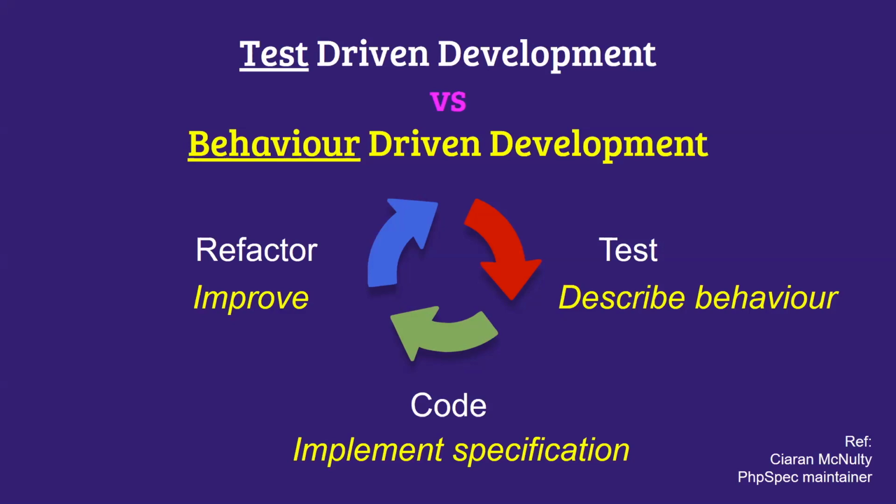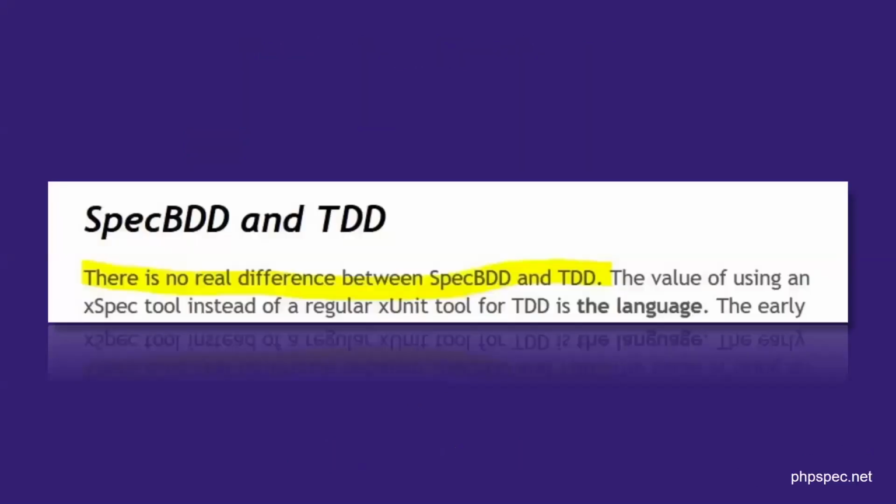So hopefully you can see that the differences are subtle and ultimately mainly in language. Whilst test-driven development may focus on values and assertions, behavior-driven development focuses on conversations and examples. The PhpSpec website itself acknowledges this by stating that there is no real difference between Spec BDD and TDD.